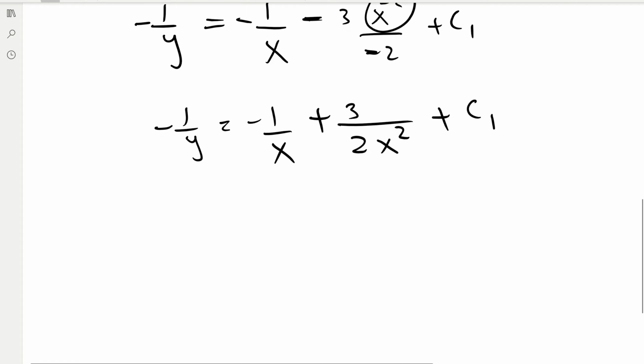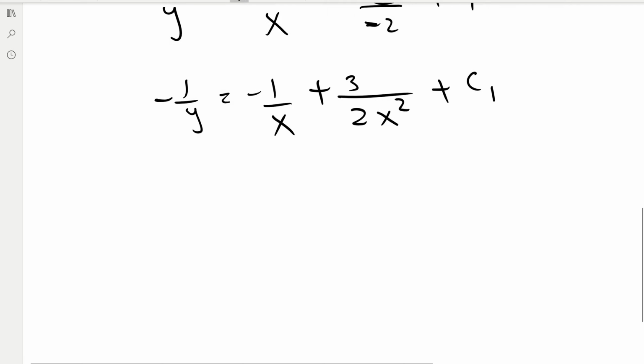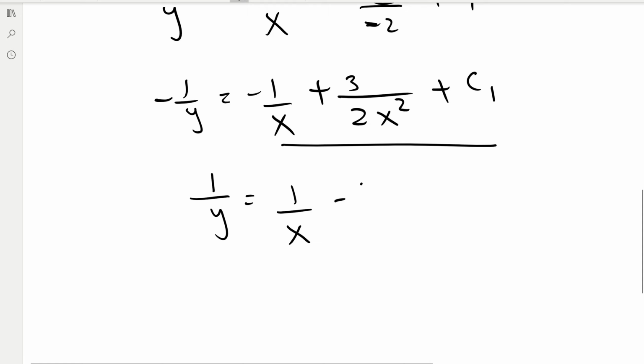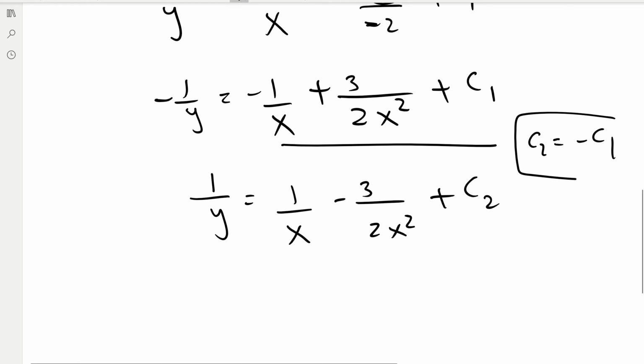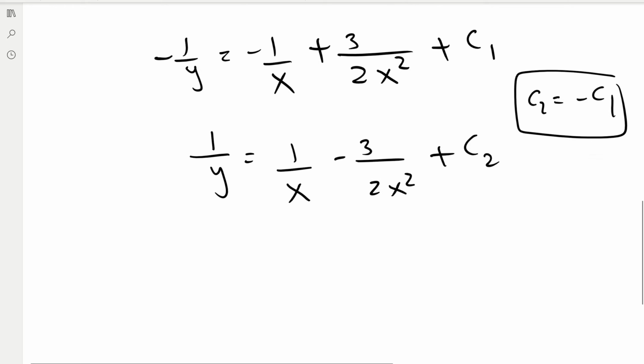So how about if you want to find the explicit solution? Here's what we can do. We can take this negative to the right hand side. So it's 1 over y, if you multiply everything by negative, equals 1 over x minus 3 over 2x squared. Here you can write it as plus c1, because it doesn't matter. Even if you write minus c1, it's also correct, because c1 is an arbitrary constant, so minus c1 is also an arbitrary constant. So you can write it as c2, where c2 is basically minus c1. Doesn't matter.